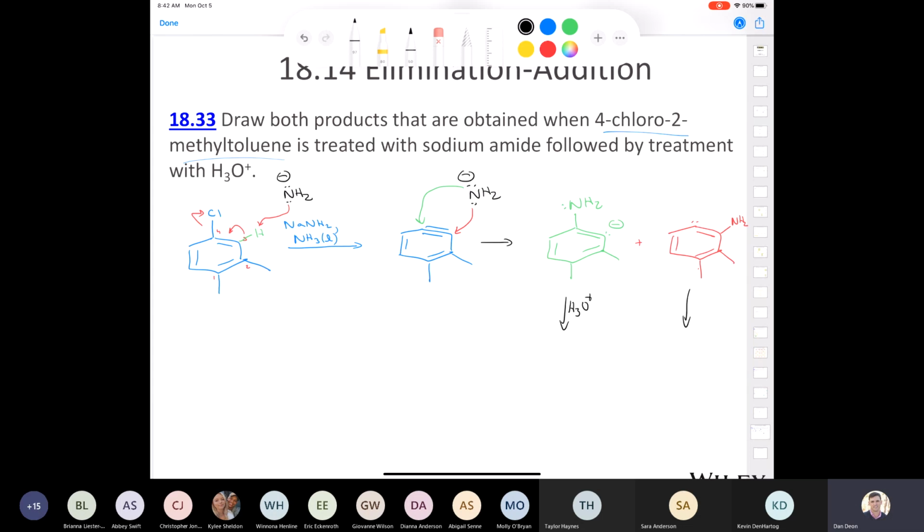And that's just a quick mechanism, so I'm going to leave that one out. Just transferring a proton from the acid. And that's going to give us these two products. So we're going to end up with this molecule, like that. And then we're going to end up with this molecule, like this. Like that and like that. All right.